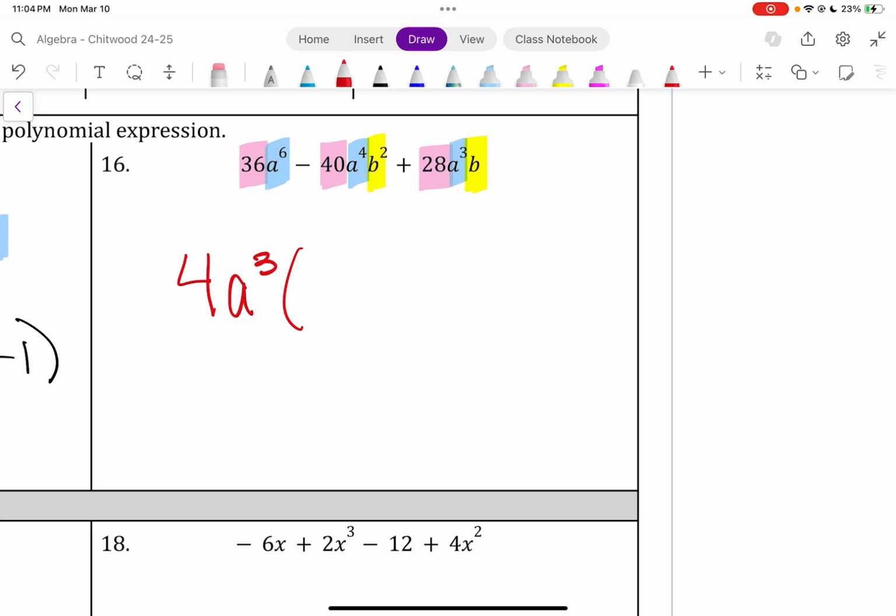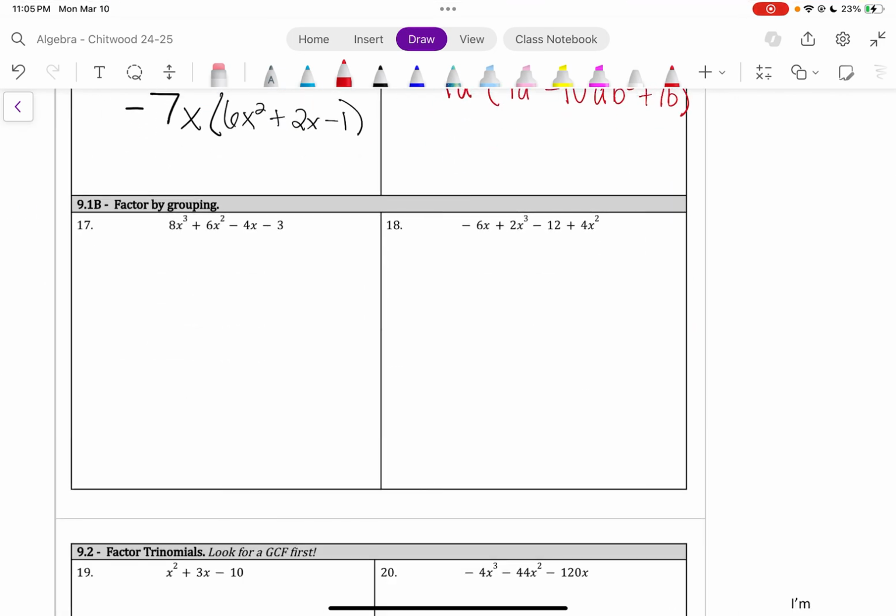Then I want to divide each term by my GCF, and it will give me my remainder. So I will do 36a to the power of 6 divided by 4a to the power of 3. That will give me 9a cubed. Then I'm going to do the same thing for my middle term, which will give me minus 10ab squared. And since I can't take out that b, it just tags along for the ride. And then lastly, plus 7b.